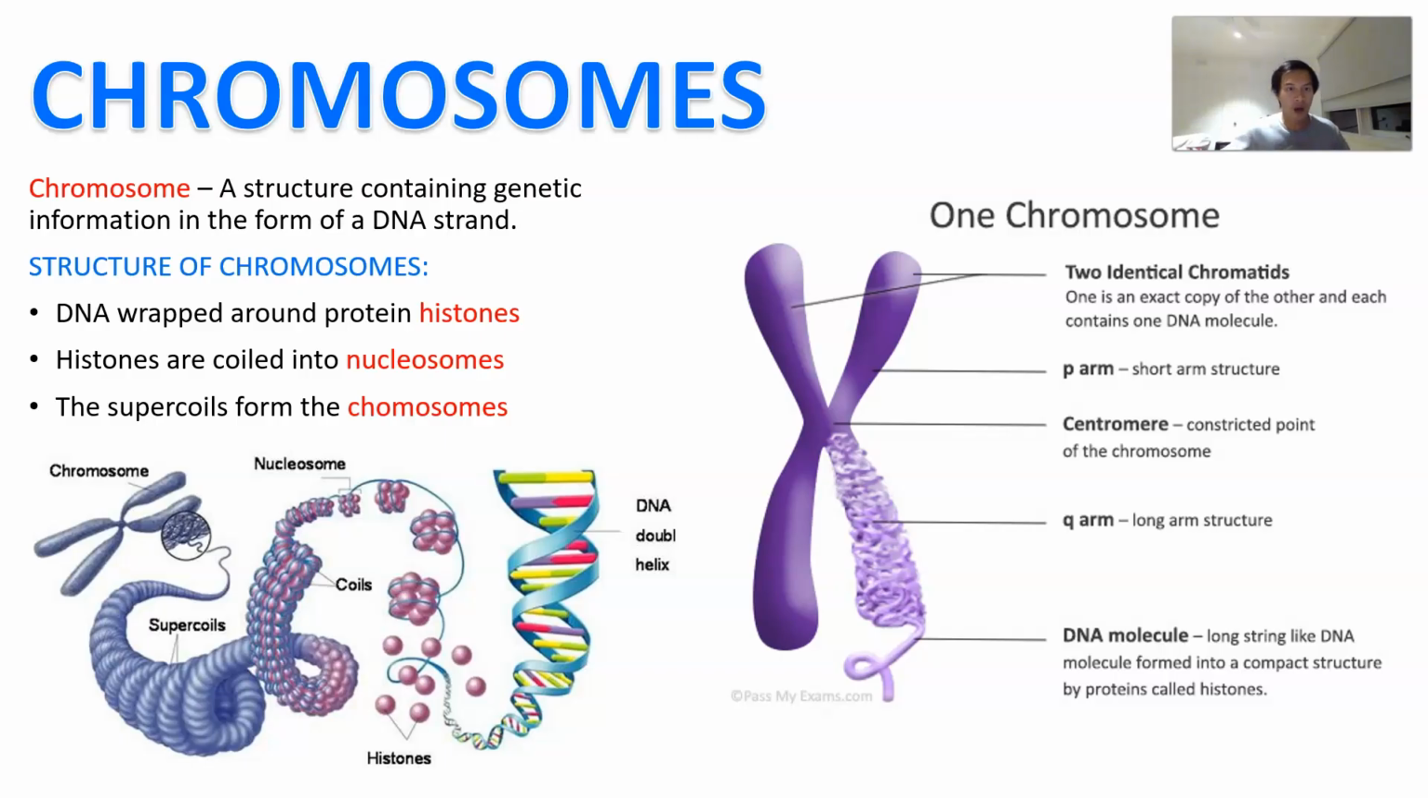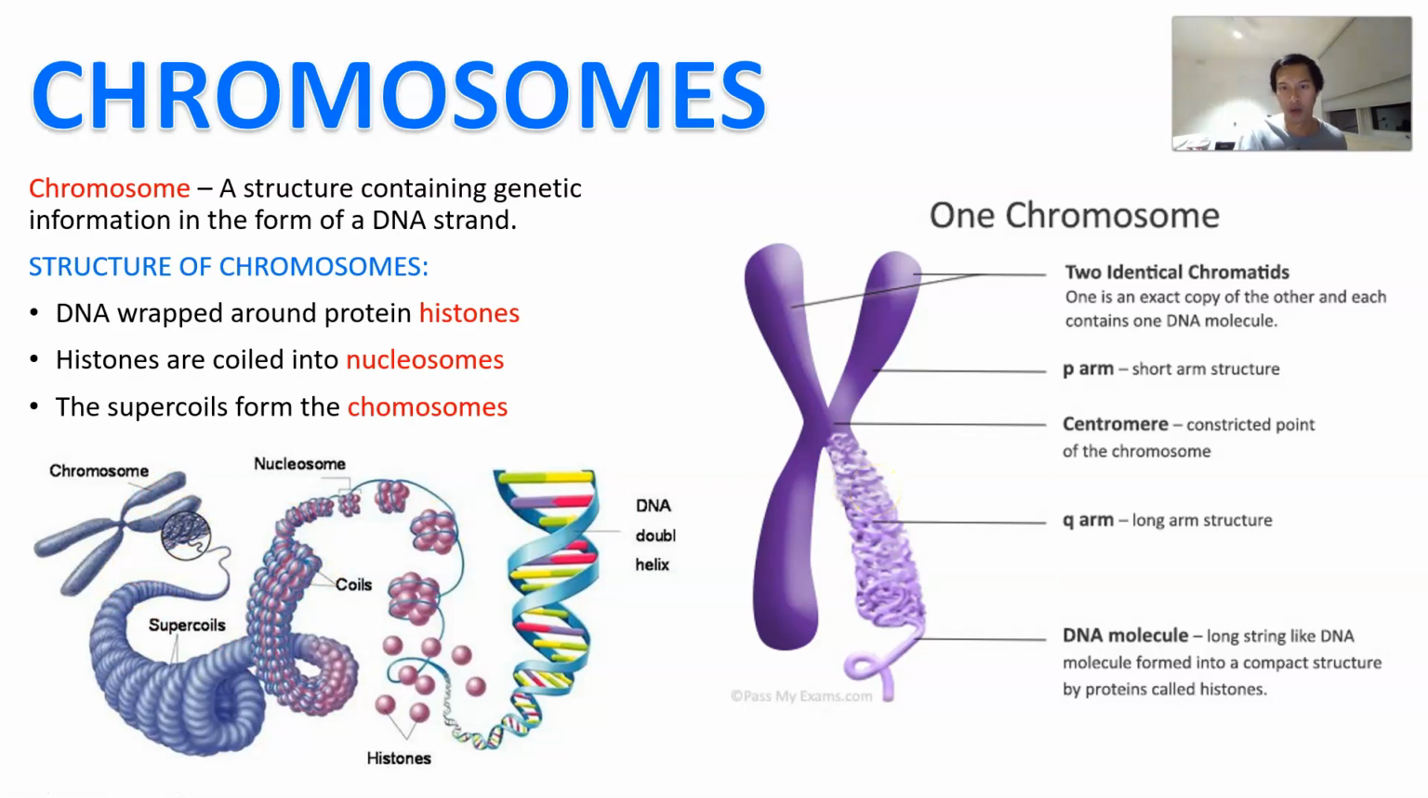So chromosomes are a structure that contains genetic information in the form of a DNA strand. Generally, when you look at a chromosome, it has one strand of DNA that's been really well packed together. The DNA is wrapped around proteins called histones. The histones are then coiled together to form what we call a nucleosome, and coils of nucleosomes end up forming the chromosome.